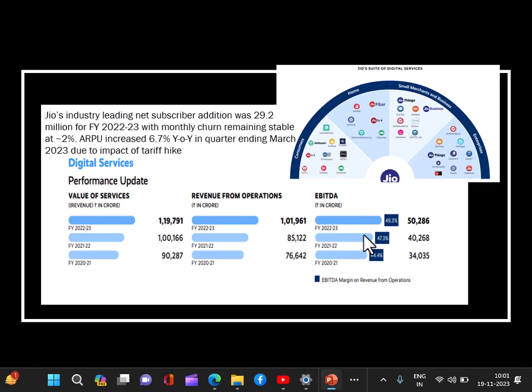Okay, so I'm just reading the EBITDA margin is about 40%, 43%, and in terms of absolute value, it's gone up from 34,000 to 50,000 crores. Okay, then Jio Industry net subscriber addition was 29.2 million, with a monthly churn remaining stable at 2%. So every month they're adding people, and some people, because of number portability, are leaving and joining others. So the churn is 2%.